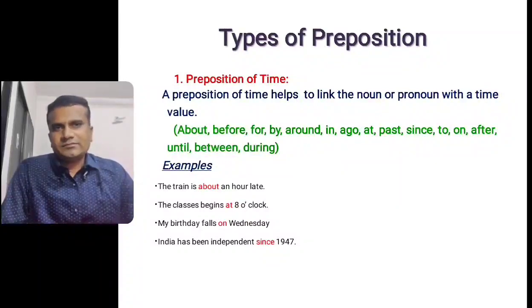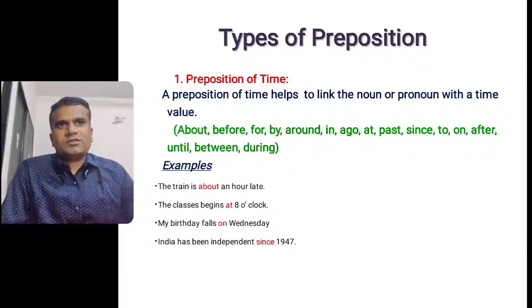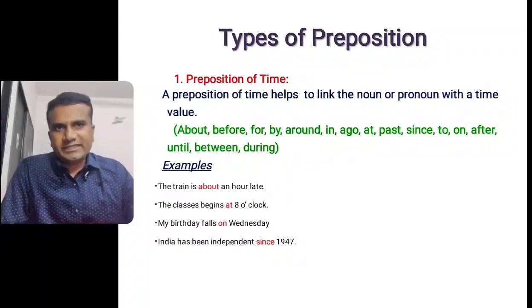Now we will see some examples how these prepositions are used in sentences. The first example of preposition of time is: the train is about an hour late. Here about is preposition of time which is in red color. Second example: the classes begin at 8 o'clock. Here at is a preposition of time.